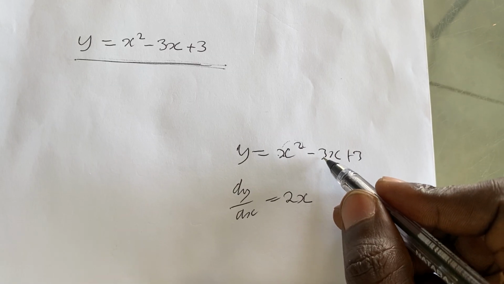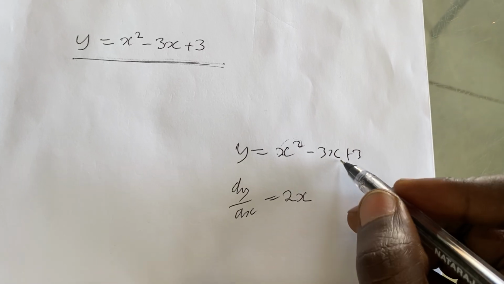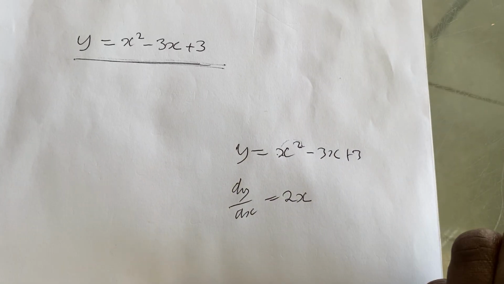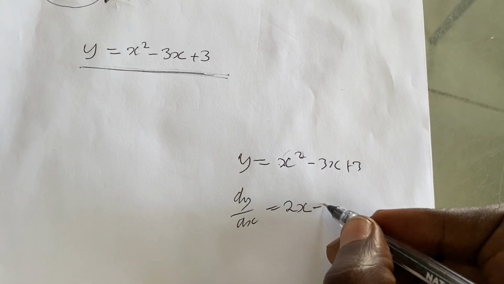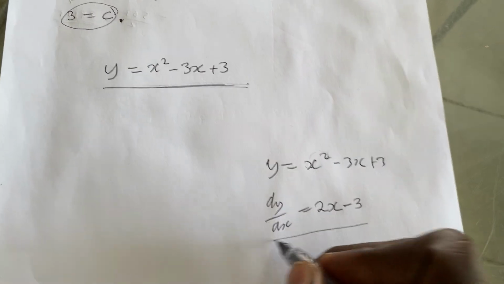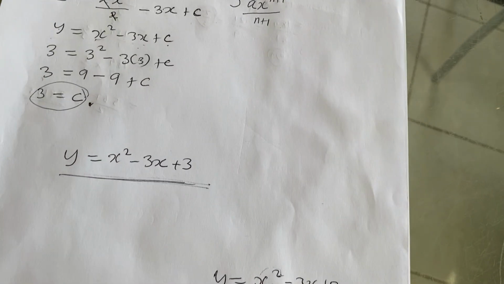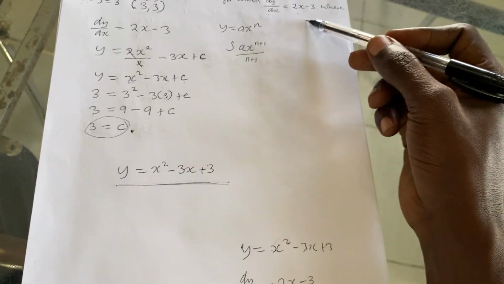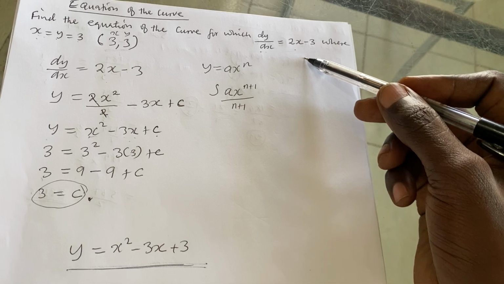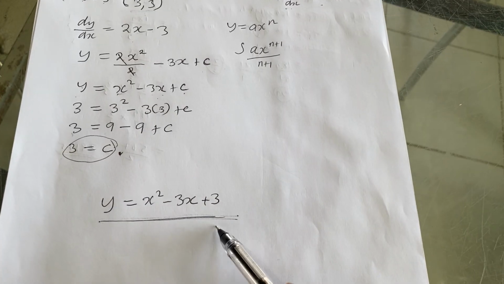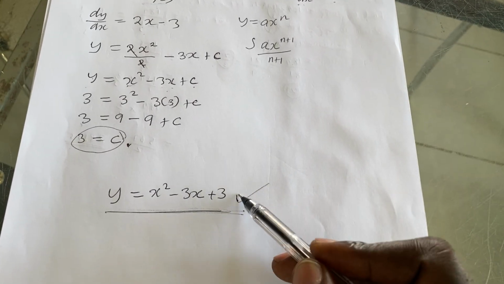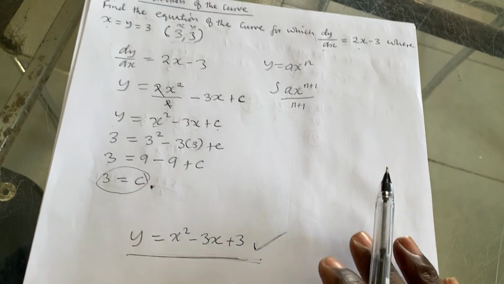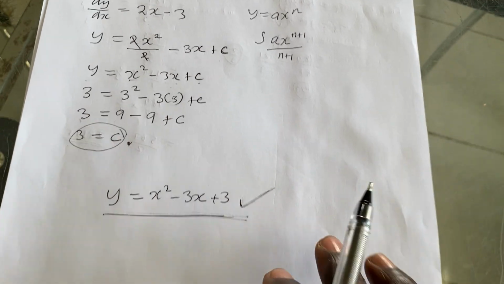The dy dx of negative 3x, this one I explained in the previous video, you just say negative 3. Now check, is this dy dx not the same as that dy dx? They're just the same. So this function is correct. This is the equation of the curve.